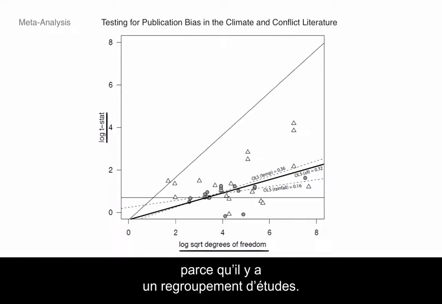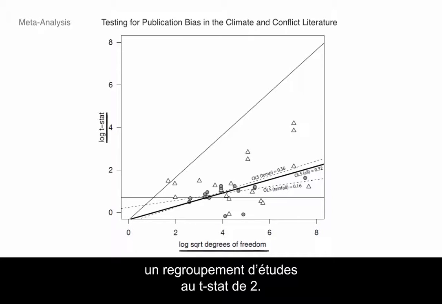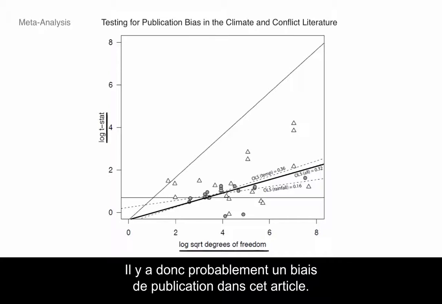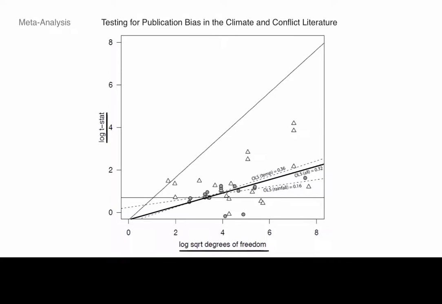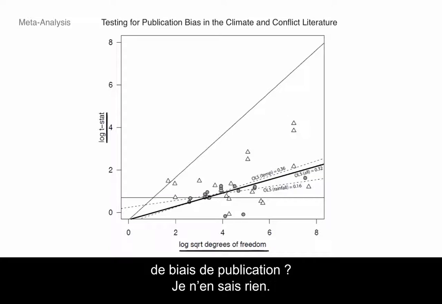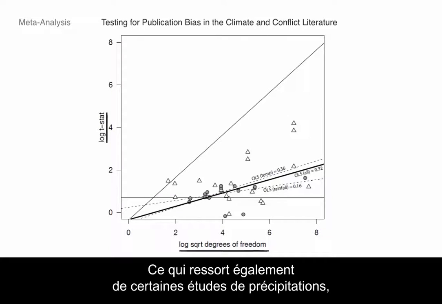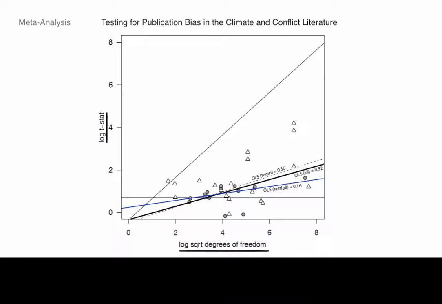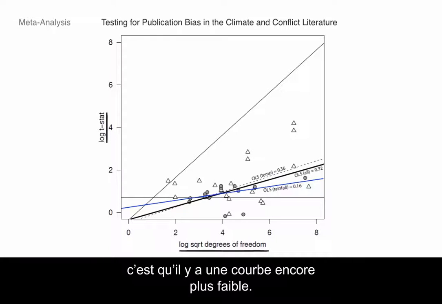And it's not 1 in part because, again, there is some clustering of studies. You can kind of visually see some clustering of studies at t-stat of 2. So there's probably some publication bias in this literature. Now, figuring out how close we need to get to 1 to convince ourselves there's no publication bias, I don't know. But the other thing that comes out is in some of the rainfall studies, there's an even weaker slope.